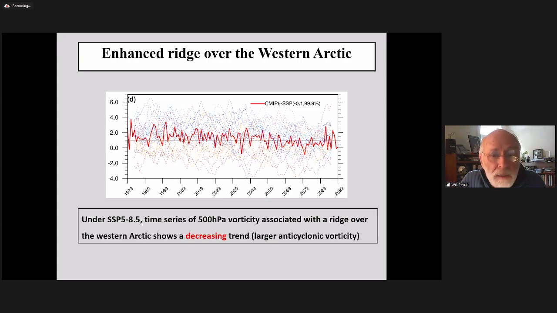And so looking at the enhanced ridge over the Western Arctic, this plot shows time series for scenario 8.5 of 500 hectopascal vorticity associated with the ridge over the Western Arctic, and it shows a decreasing trend, so that's larger anticyclonic vorticity.